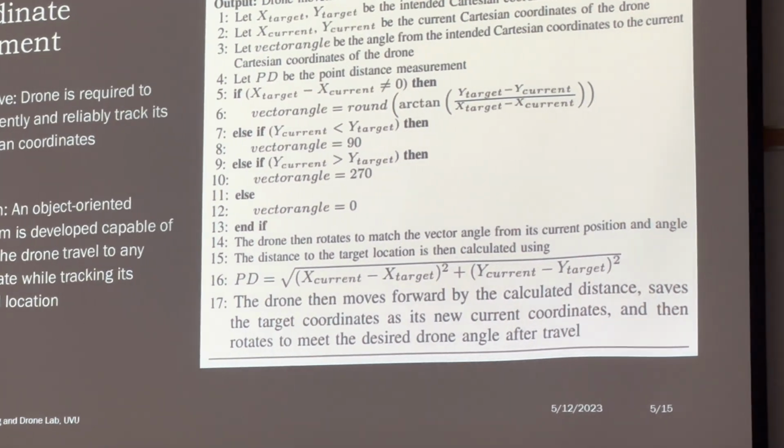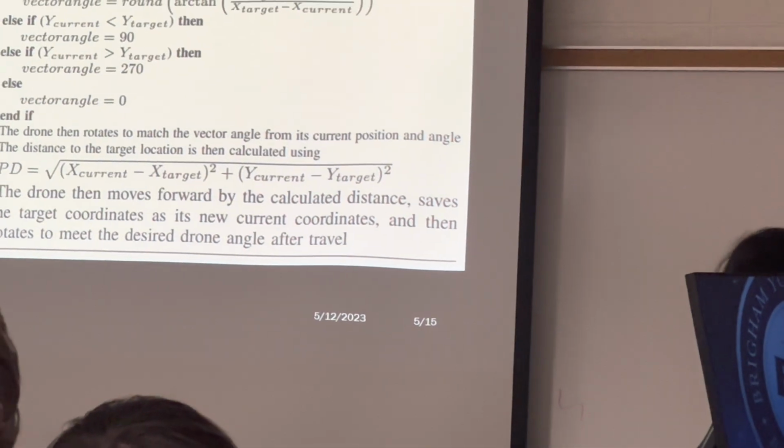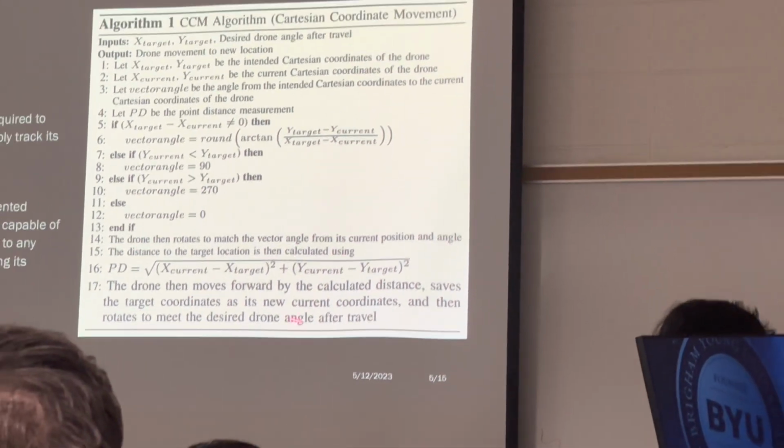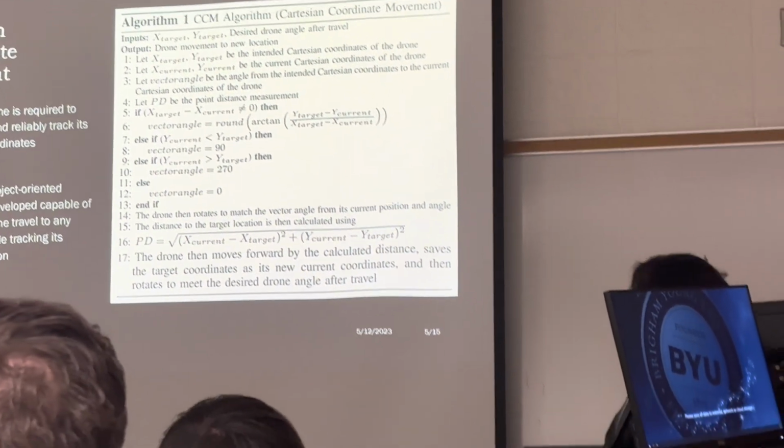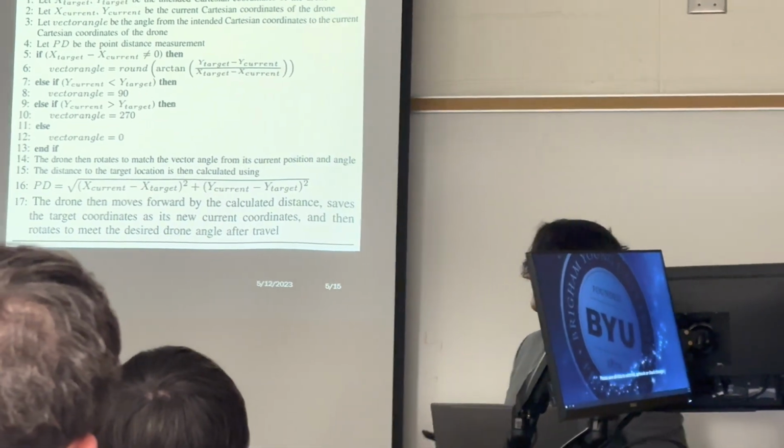This is the distance calculated. If you have the drone's current X and Y coordinates and you have the X and Y target, we can just calculate the distance to travel with this simple equation, which is the difference of X squared plus the difference of Y squared. We get the square root of that to get the distance.